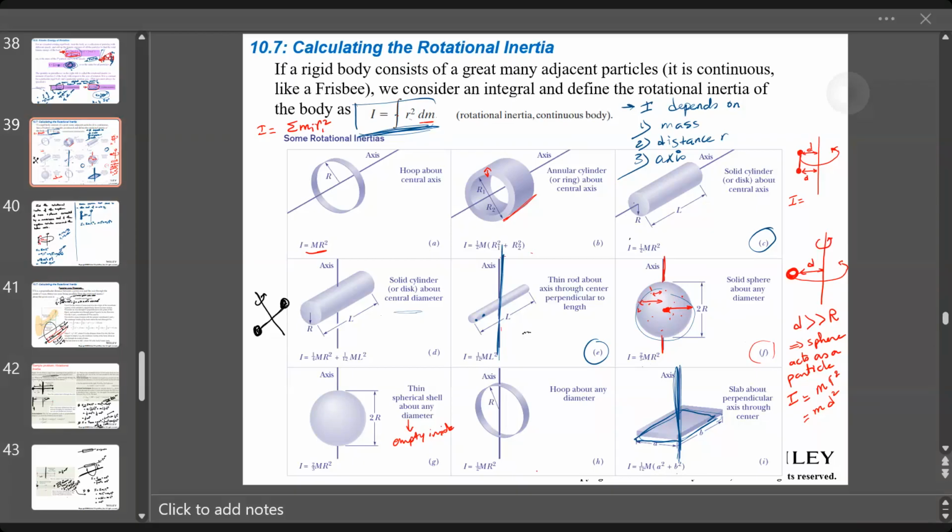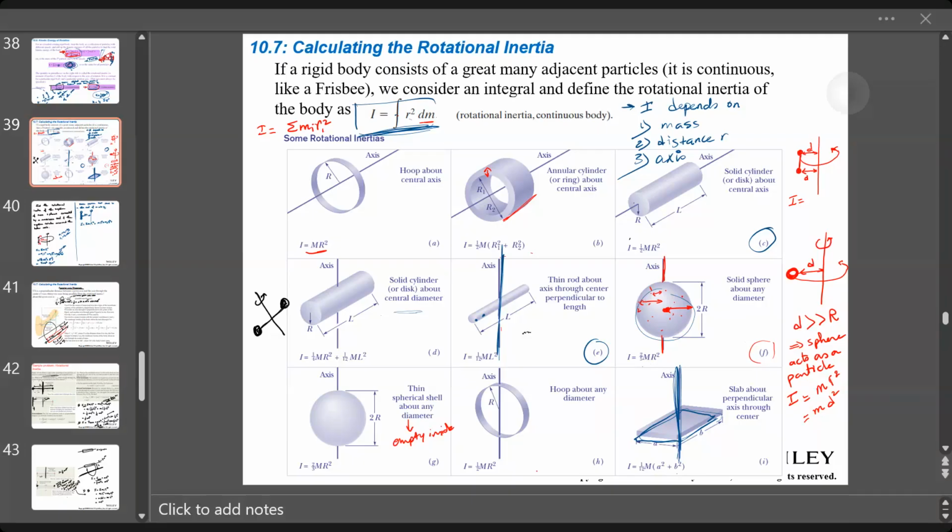Where was our question? It is for a rod rotating about its own axis. So if our rod was like this and the axis of rotation was here, then I equals half mr squared, where r is the cylinder's own radius, right? So in our case, we have the rod rotating about this axis, but this axis is parallel to that axis, so I can use the parallel axis theorem.